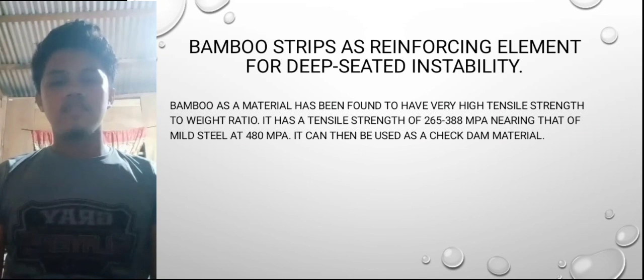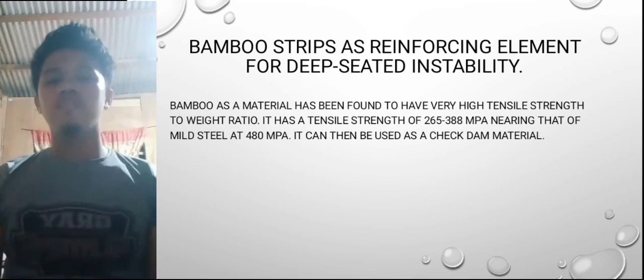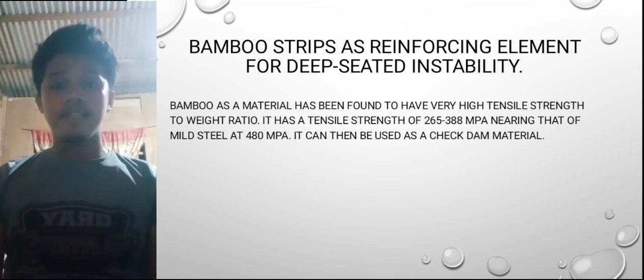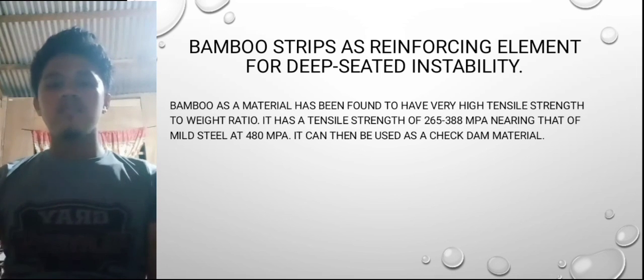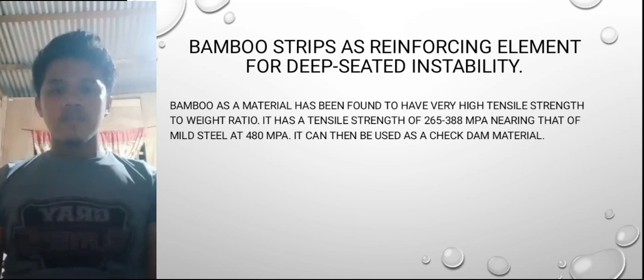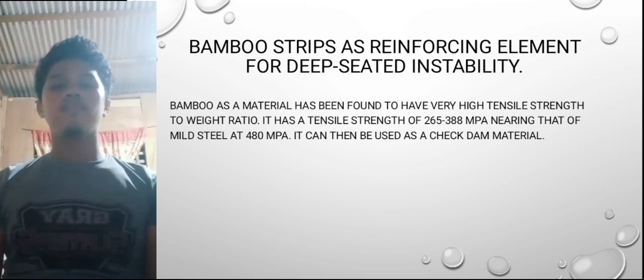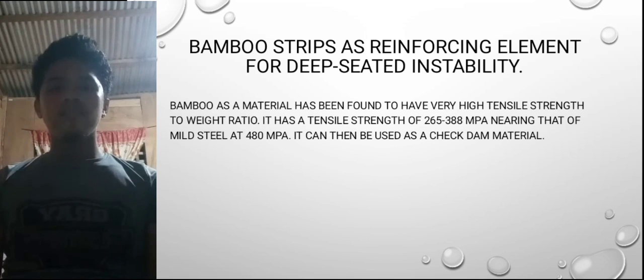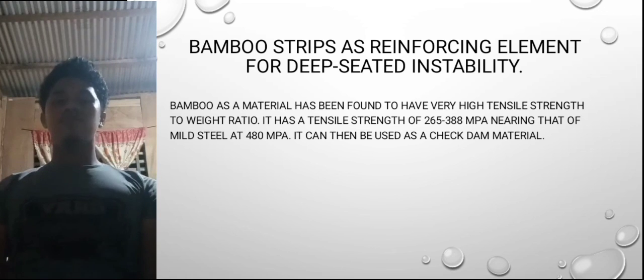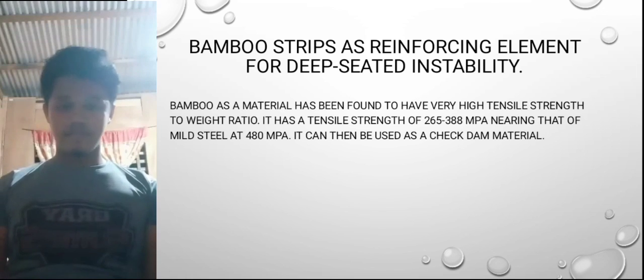Bamboo strips as reinforcement element for deep-seated instability. Bamboo as a material has been found to have a very high tensile strength to weight ratio. It has a tensile strength of 265 to 388 MPa, nearing that of mild steel at 480 MPa. It can then be used as a check dam material.